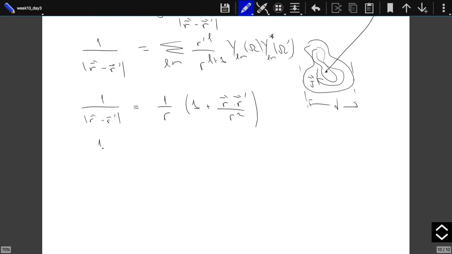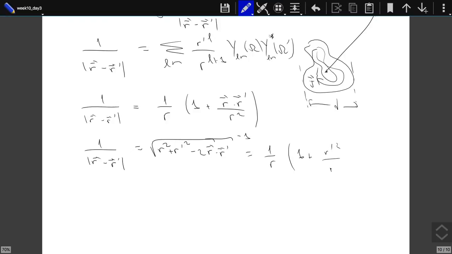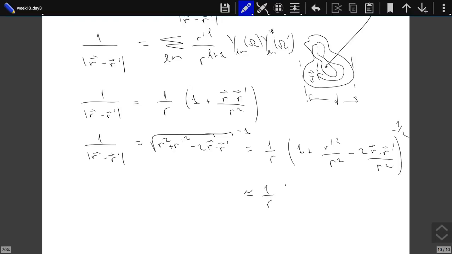Well, to see where this comes from, 1 over the magnitude of r minus r prime is basically the square root of r squared plus r prime squared minus twice r dot r prime, to the power minus 1. Let's just take the r out, so this becomes 1 over r times 1 plus r prime squared over r squared minus twice r dot r prime over r squared, to the power minus 1/2. And this is approximately 1 over r times 1 plus r dot r prime over r squared. So it's just the binomial Taylor expansion. I just ignored all the terms that are proportional to r prime squared over r squared.